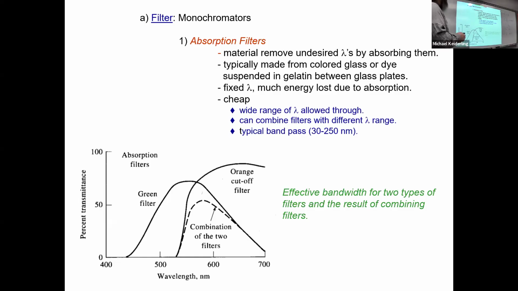So a material that removes undesirable wavelengths by absorbing them, they're typically made from colored glass or dye, suspended in gelatin between glass plates. They have a fixed wavelength and a lot of energy gets lost due to absorption, but they're cheap. They have a relatively wide range of wavelengths allowed through. You can combine filters with different wavelength range to get tighter filters, but you also end up absorbing more in the process. The typical bandpass is something like 30 to 250 nanometers. It's wide. Compare that to the monochromators we were talking about, where it's like 1.